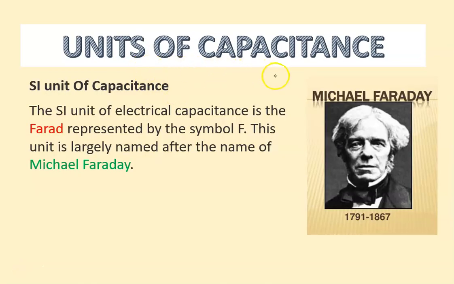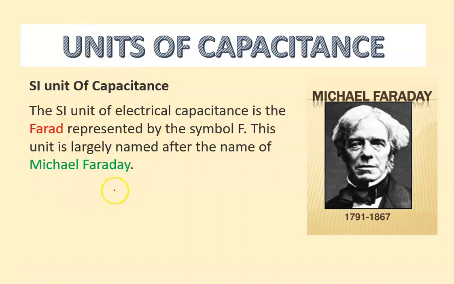Units of capacitance. In the SI system of units, the unit of capacitance is farad, and it is represented by the symbol F. This unit is named after the physicist Michael Faraday. Michael Faraday gave the unit of capacitance, so on the name of this physicist, the unit of capacitance is farad.